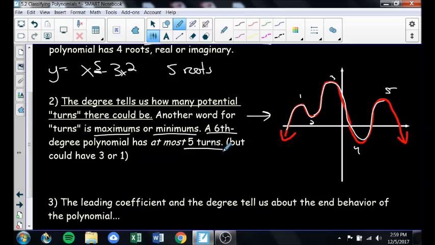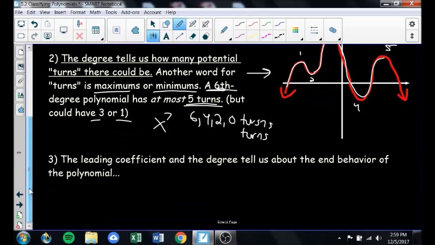So whatever the degree is, there's at most 1 less number of turns. So if I had a 7th degree polynomial, there could be at most 6 turns. But there could also be 4, and there could also be 2, and there could also be 0 that go down in even pairs. So it could be 6, 4, 2, or 0 turns. Whereas here, the 6th degree function can have 5 turns, or 3 turns, or 1. They decrease by even amounts, by 2s. But there's never more turns than the degree. It's always 1 less than the degree.